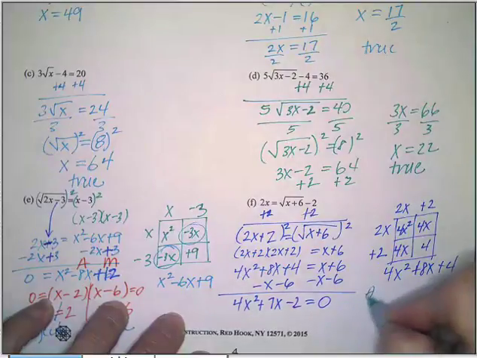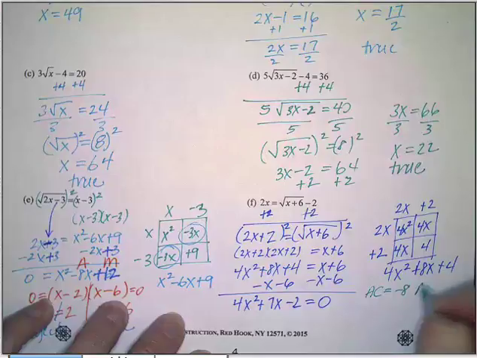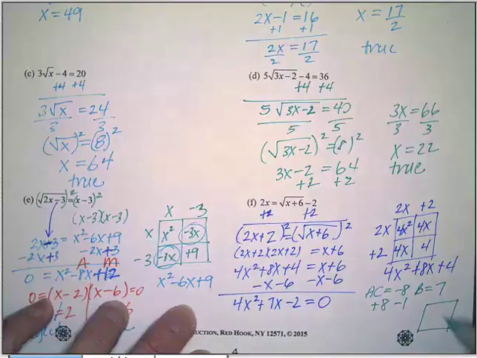So a times c is -8, so my signs are different. My b value is 7, so I have a +8 and a -1. I'm running out of room. So I have 4x squared, positive 8x, -1x, and -2. GCF is x, GCF is 2, GCF is 4x, and that works.